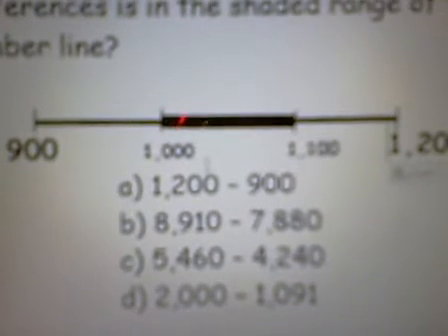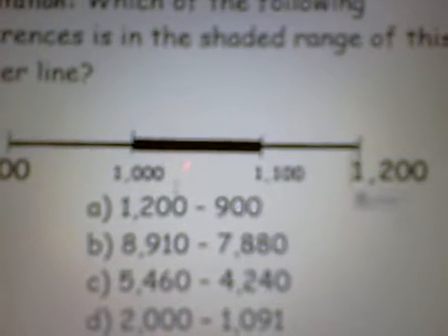B. 8,910 minus 7,880. Start my ones place. 0 minus 0 is 0. 1 minus 8. I cannot do that without getting a negative number. Borrow from my hundreds place. The 9 becomes an 8. The 1 becomes an 11. 11 minus 8 is 3. 8 minus 8 is 0. 8 minus 7 is 1. My final answer is 1,030. That number is within the shaded range of my number line, so B is a possible answer.